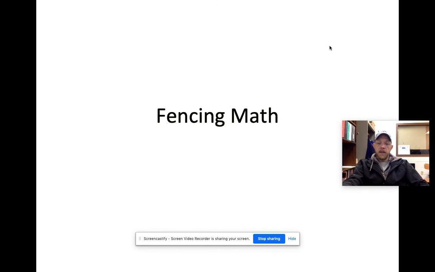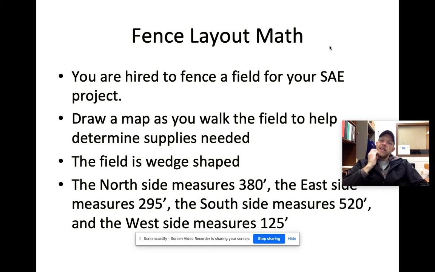Let's talk a little bit about fencing math. So let's say you're hired for a fencing job as your SAE project. And remember, SAE is that supervised agricultural experience that we encourage you to have for FFA. Looking at the job, you're going to lay out a map. So the farmer says you've got this wedge-shaped field that he wants fenced. There's going to be no gate for whatever reason. No way in, no way out. Maybe it's a perimeter fence. He doesn't want anybody getting in.